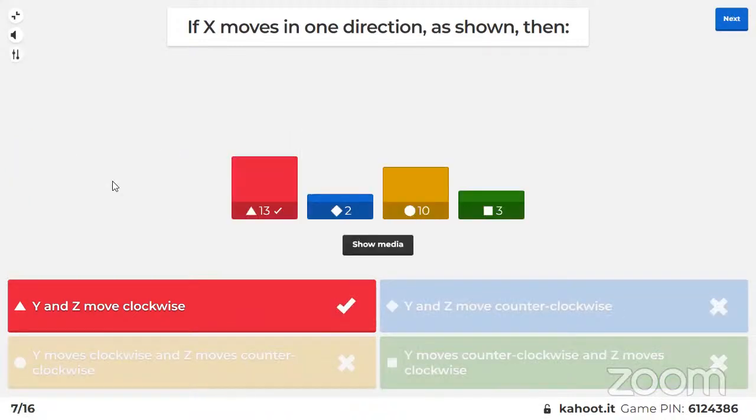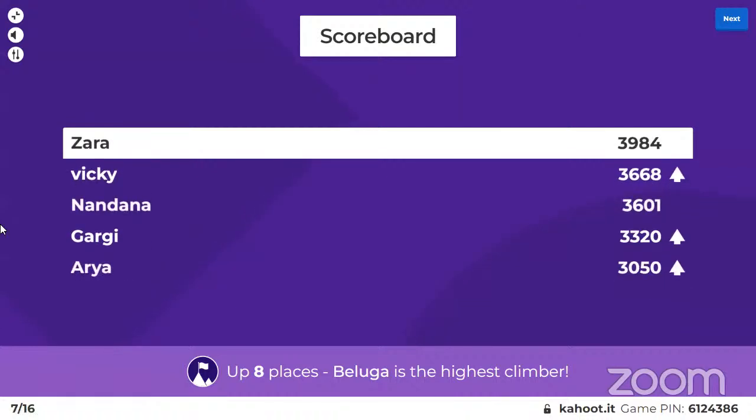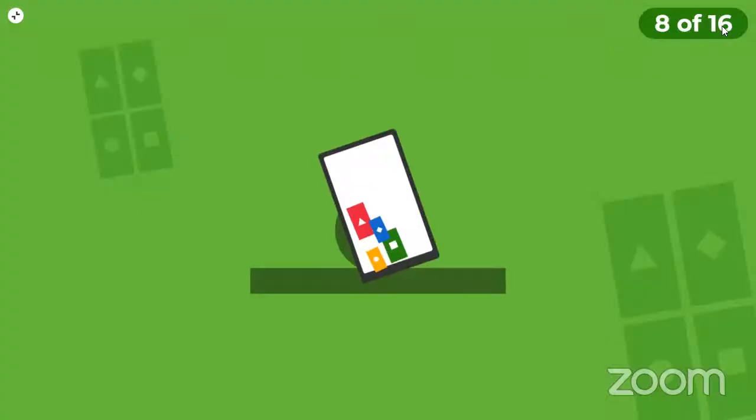If X moves in one direction as shown, then what will happen? Y and Z also move in a clockwise direction. Okay, that was the correct answer. We have a new topper here. Sarah is the new topper here. Second, we have Vicky. Third, we have Nandana. Fourth, we have Gargi. And fifth, we have Arya. New climber here: Bilga is the highest climber here, climbing up 8 places in the scoreboard. All right.